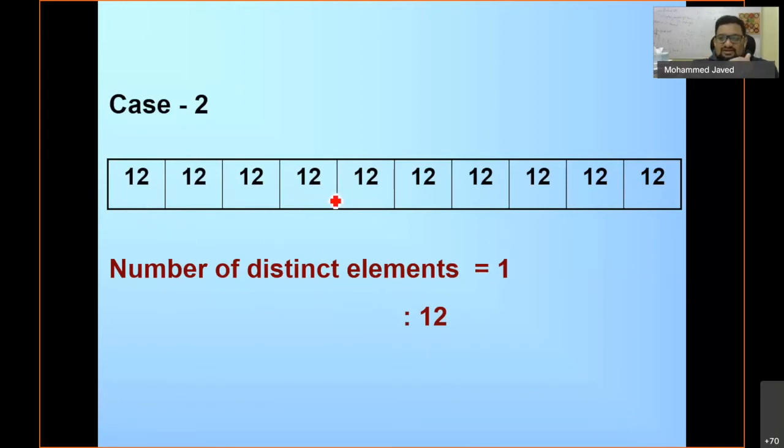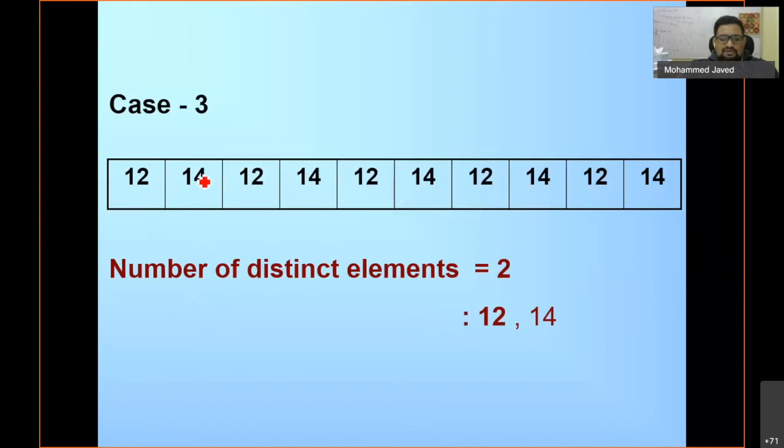We will see how this can become the best case, but for now we will simply remember that if all the elements in the array are the same, then that is going to be the best case for this particular algorithm. Now let us take case number 3. In case number 3, we have certain elements.